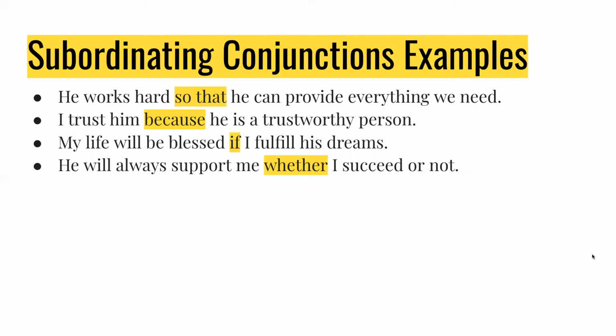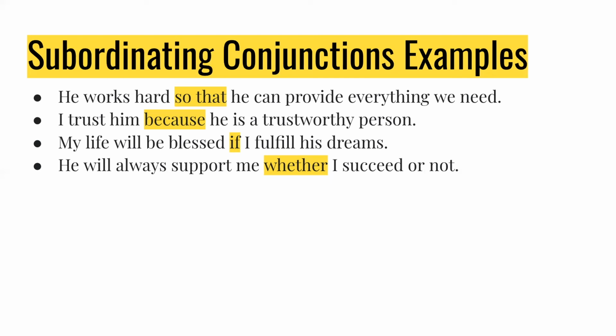So here we have the subordinating conjunctions in sentence form. Our first sentence is, he works hard so that he can provide everything we need. So here, so that is our subordinating conjunction. Keep in mind that subordinating conjunctions don't necessarily need to be one word. They can be a phrase. So the next sentence is, I trust him because he is a trustworthy person. Because connects the first clause with the second clause.